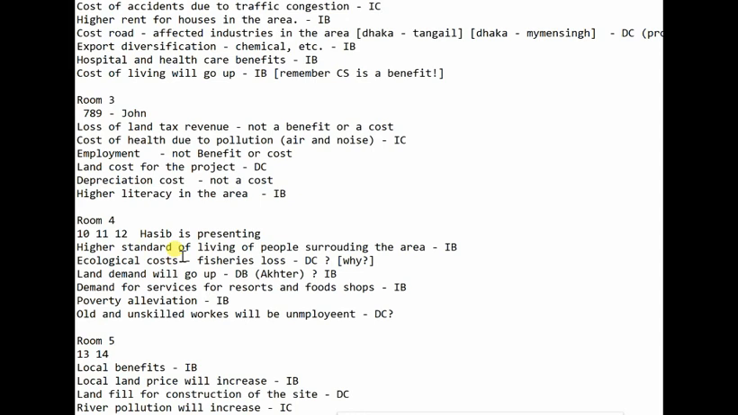Room number four, Haseeb presented this one. I think Akhtar came in the middle. Higher standard of living, again, is an indirect benefit. Ecological fisheries loss. I'm not sure why it is a direct cost, because BEZA has nothing to do with fisheries. So remember this as a logic. It has to be an indirect cost, because benefit to whom? Always remember this idea. There is a project.